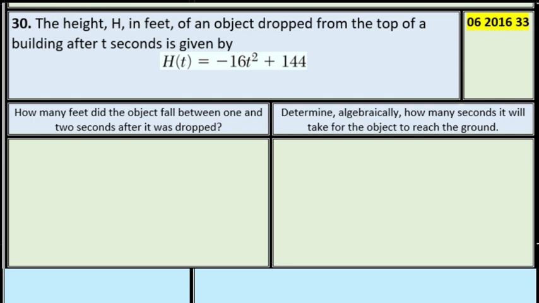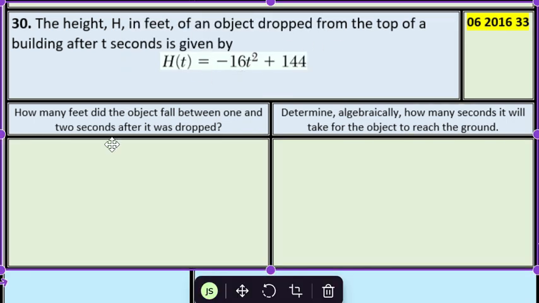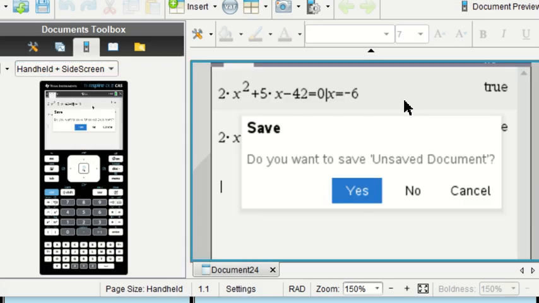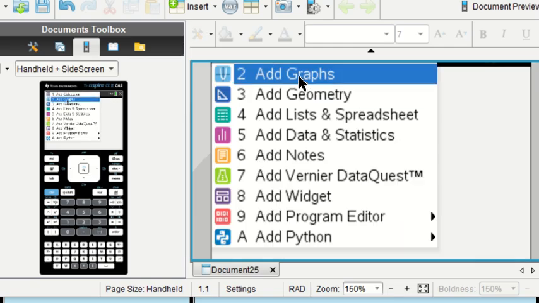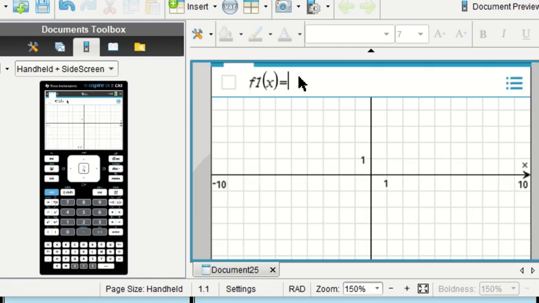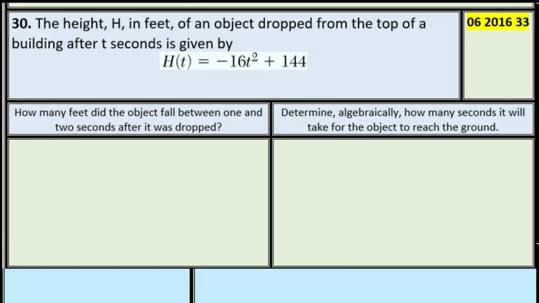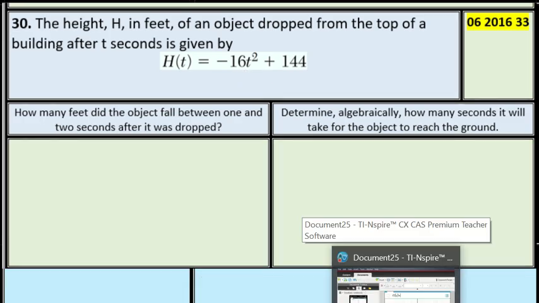So I want to record this in my calculator. If I graph this function, I can do a graph trace to find those points for 1 and 2 seconds and determine the difference. So home screen, new doc, say no to save, and add a graph page. Now in this situation, I need my graph to look just like my paper. So negative 16 x squared plus 144. Remember, we can't put t in the calculator.